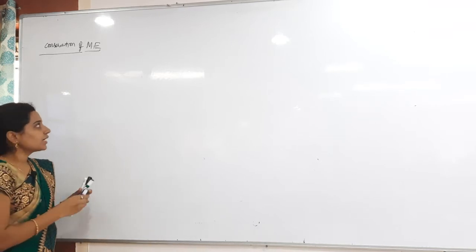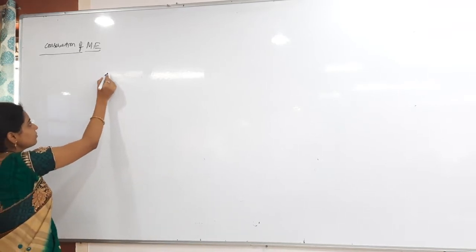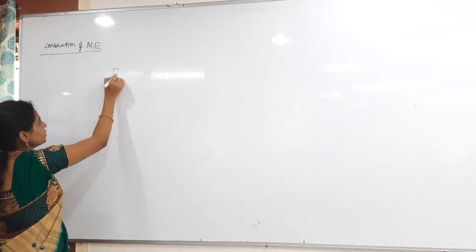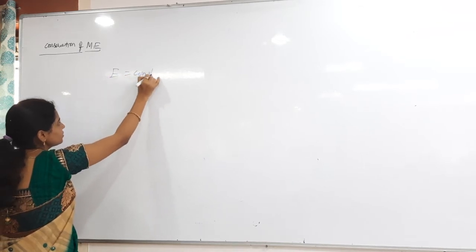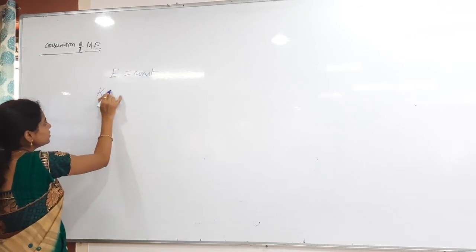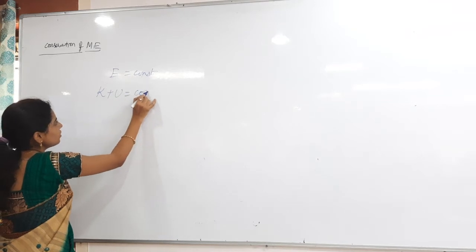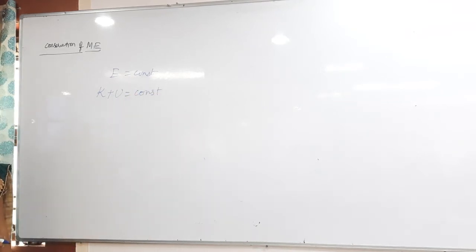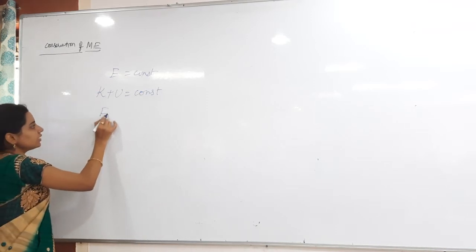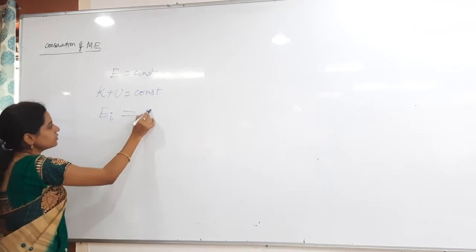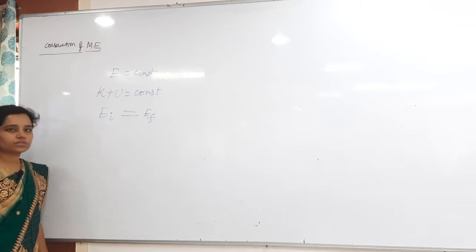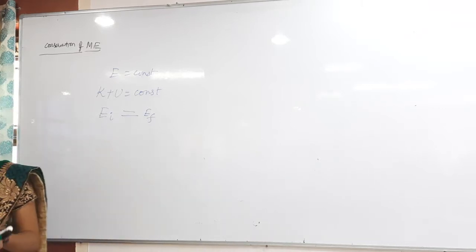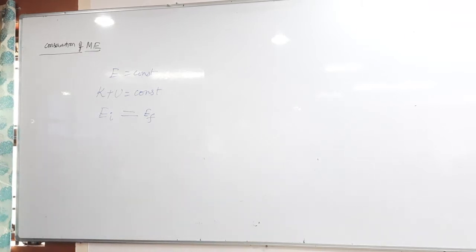So the conservation of mechanical energy is nothing but the total energy is always constant. Kinetic energy plus potential energy is equal to constant. Total energy is nothing but what? K plus U only, no? Kinetic energy plus potential energy. And I can say clearly that E initial is equal to E final. Energy initial is equal to energy final. Write the formulas and then write a problem.